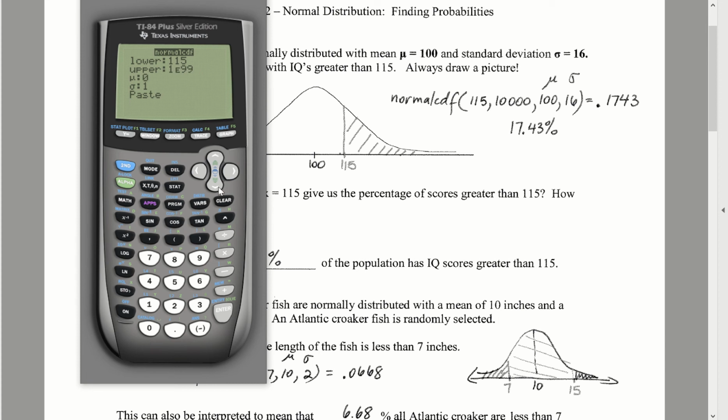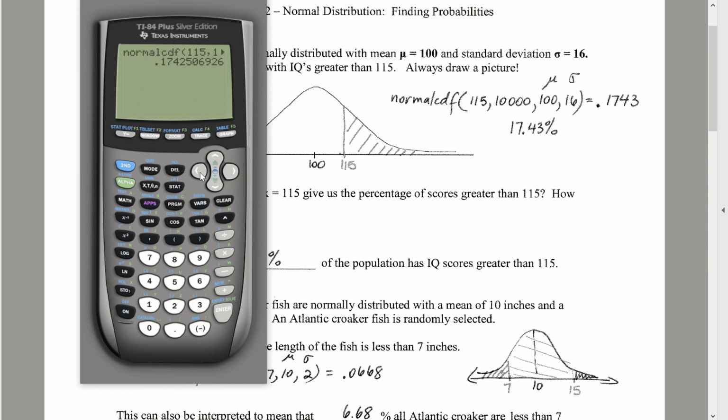Now, this is not a standard normal, this is not a z-score anymore. We have to be very careful. The mean for this distribution is 100, and the standard deviation was 16. Once we have everything set up, we're going to go ahead and hit paste, and then hit enter.